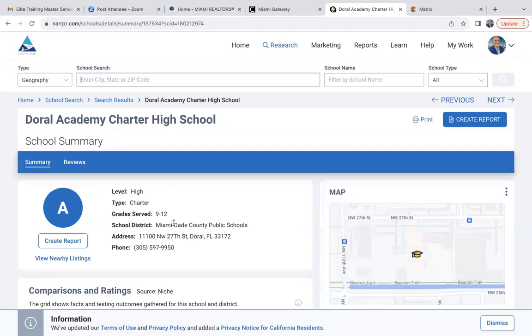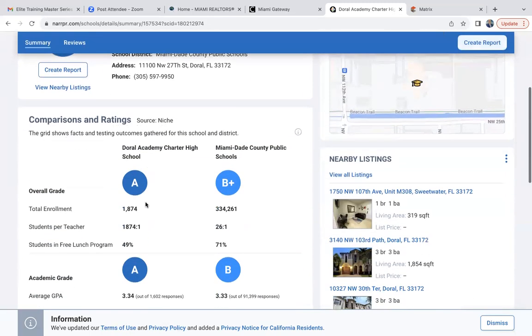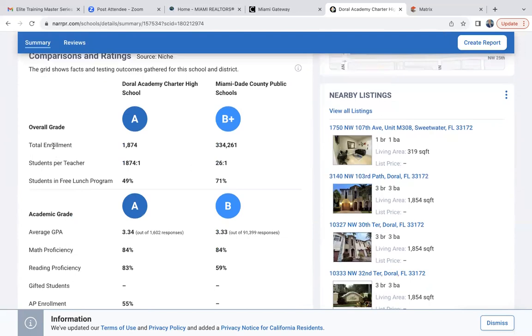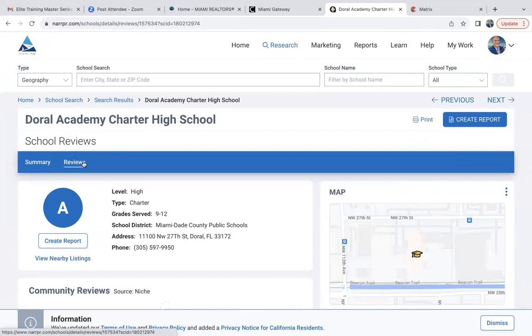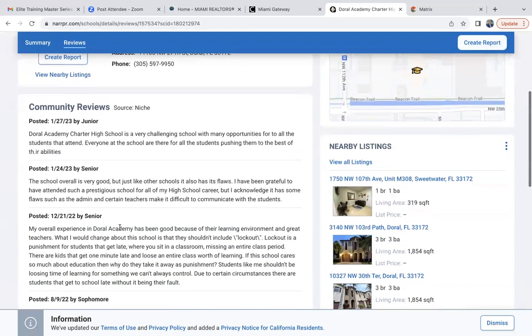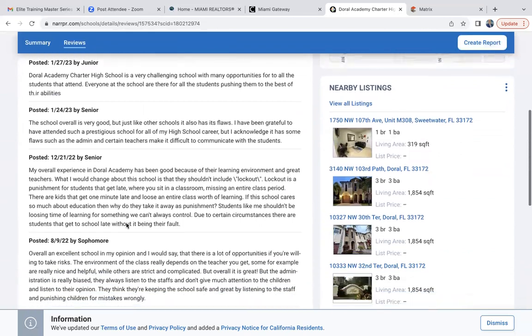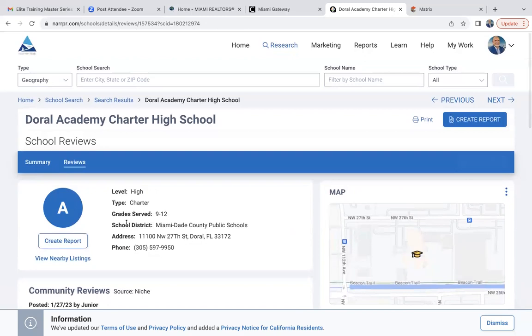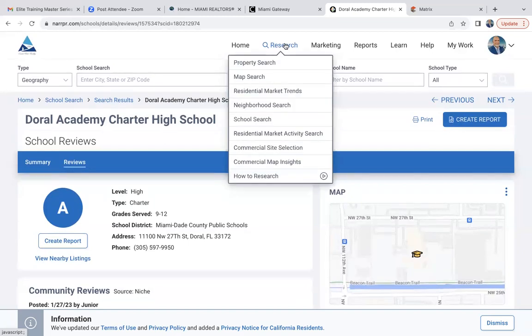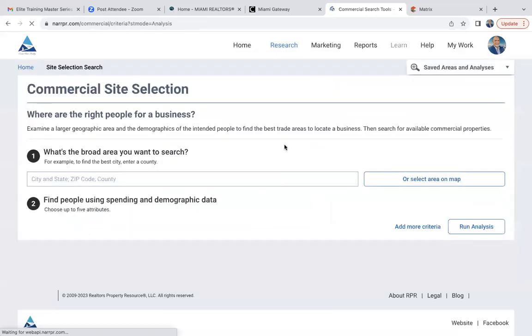And you can click here and find out more school comparisons and ratings. You have the overall grades, the academic grades, the teacher grades, and you can see reviews left for the school by students, parents, or staff. So it's an excellent way for us to research schools in any particular area. And one last report that I actually love, guys, is the commercial site selection. So let's go over here to commercial site selection.